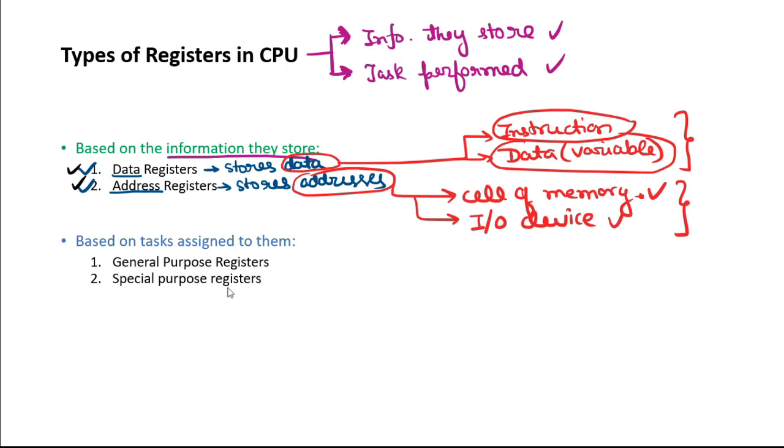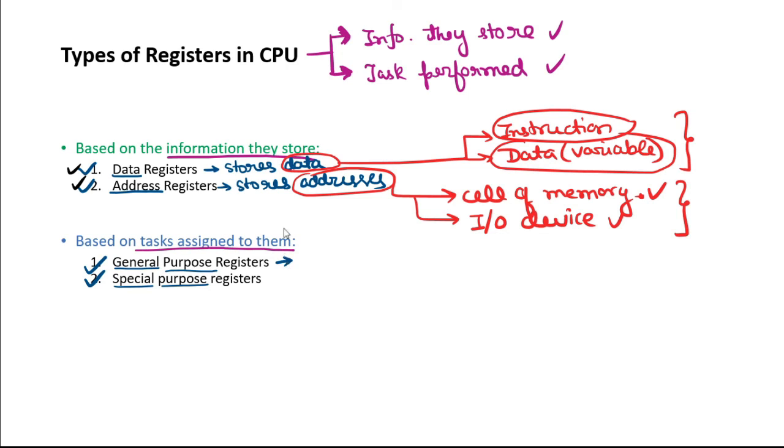So another type of categorization is based on the task they perform, based on the task assigned to them. Okay, so there are basically two types of registers: general purpose registers and special purpose registers. Okay, again the name suggests general purpose, special purpose.